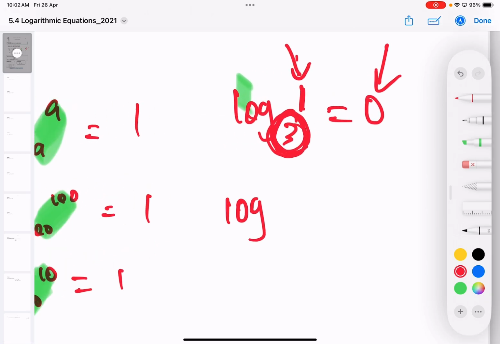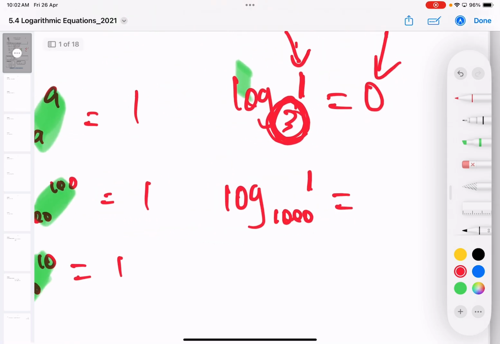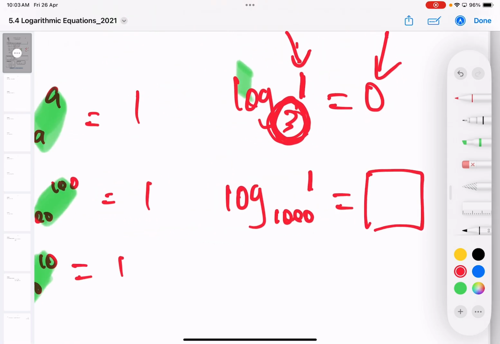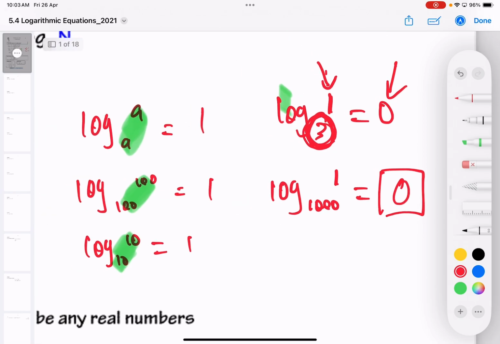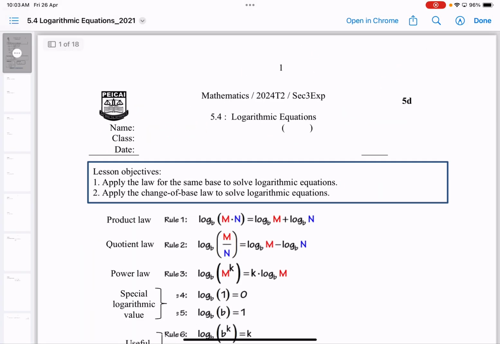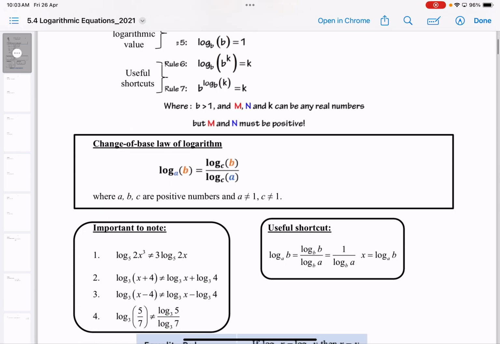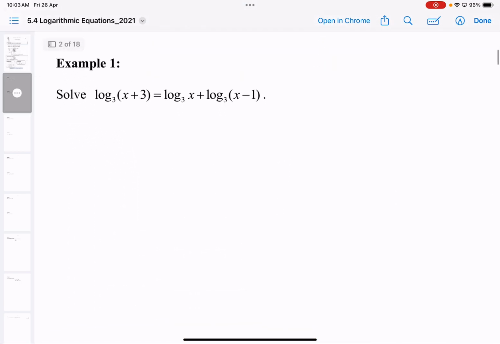So I can give you another example. I have log base 1,000 of 1. That means my growth rate is 1,000. But my end result is 1. So what do you think my answer is over here? 0. So these are the few things that you need to take care of. Wow, it's so kind, everything just disappears. Okay, let's go to example number 1.